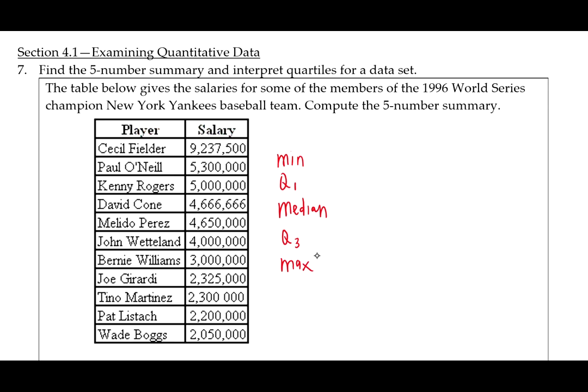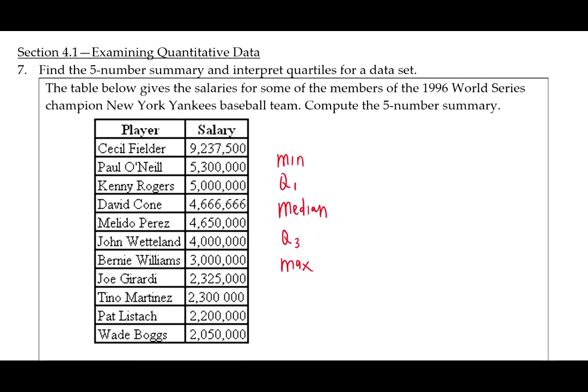In this example, the table below gives the salaries for some of the members of the 1996 World Series champion New York Yankees baseball team. Compute the five-number summary. These values are given in order from the highest salary down to the lowest salary for the individuals in the data set. When the values are ordered like this, it's easy to compute the five-number summary by hand.